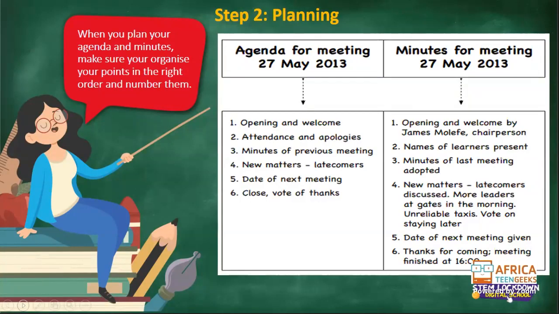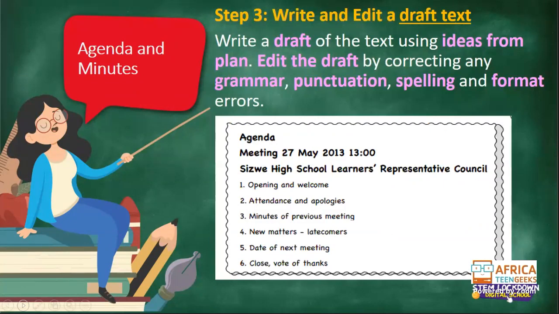Then step 3 is you write and edit a draft text. Remember, when you write a draft, this is where you bring the ideas you used to plan to life. Remember, we have our heading, which is agenda. Then we have the meeting, the date and the time. Then we have the name of the committee, and the name of the committee is Sizwe High School Learners Representative Council. Then your first point is opening and welcome.